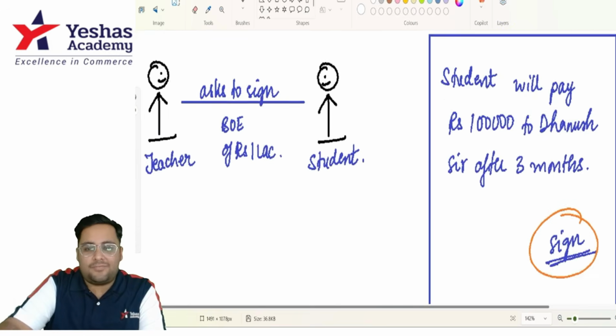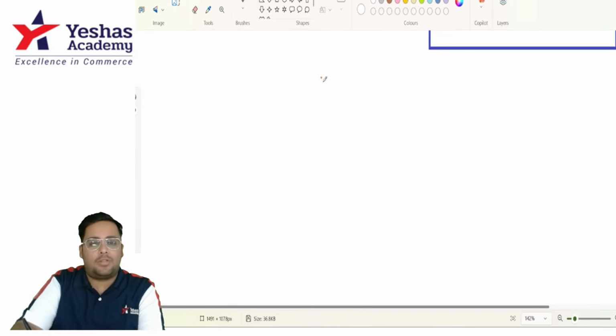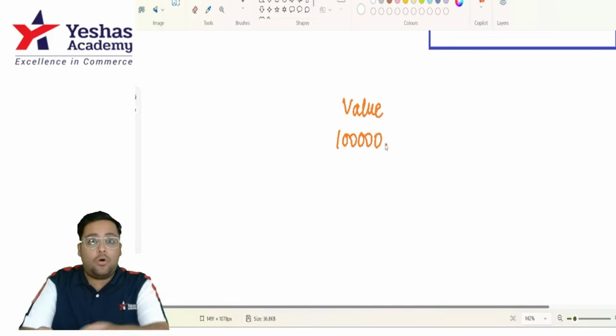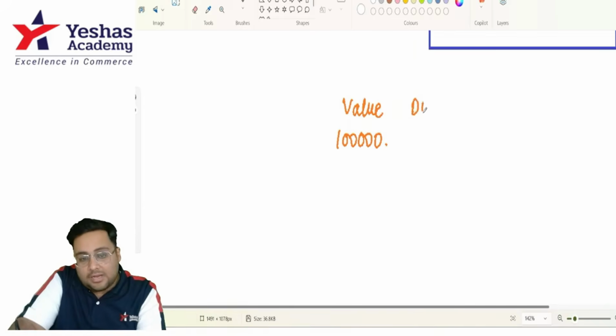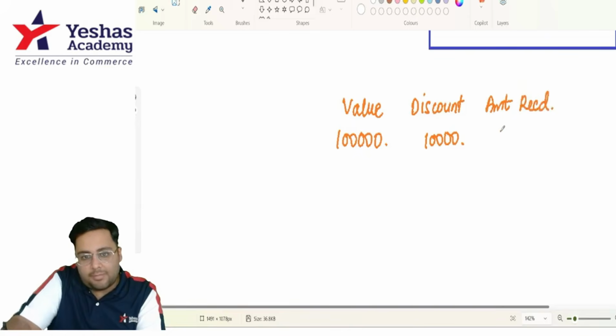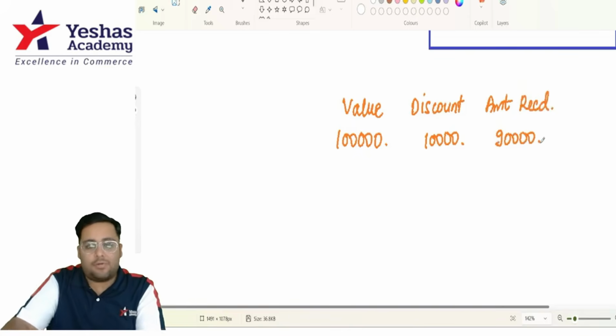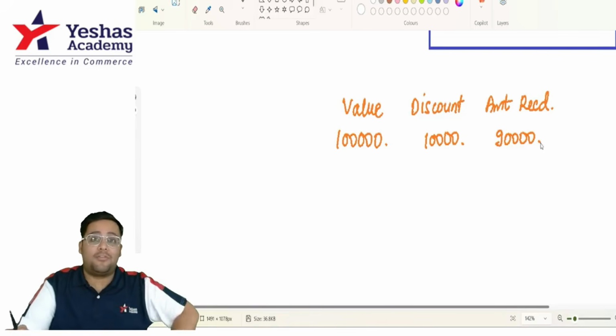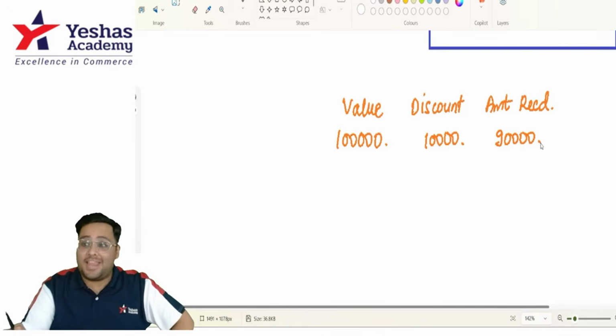Now what happens is, with this piece of paper, I go to the banker. What was the value of the bill? The value of the bill was 1 lakh. I go to the banker, I get the bill discounted. For easy calculation, I'm assuming the discount is 10,000. What would be the amount received from the banker? Amount received from the banker would be 90,000. Now, what happens in this case? Dhanush sir got a loan from the bank of 90,000 without having any security.